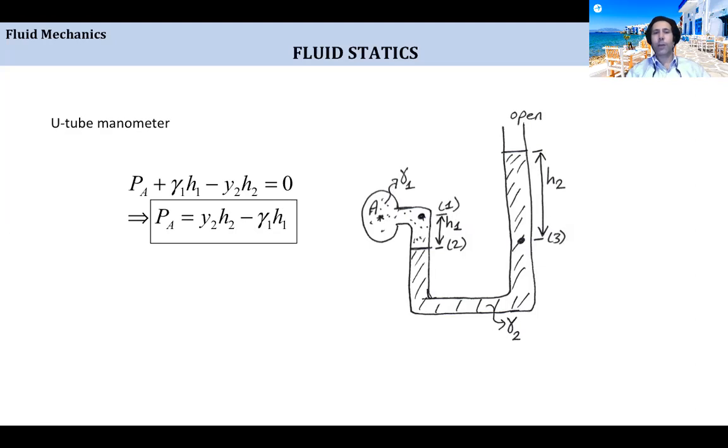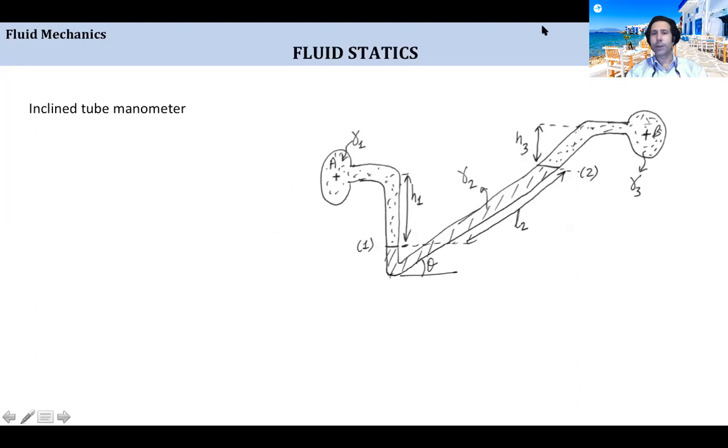Now, let's move to the third type of manometer, the inclined tube manometer. For the inclined tube manometer, we have two pipelines connected through this inclined tube. We have the fluid within container A with a specific weight of gamma one. We have the fluid within container B with a specific weight of gamma three. And we also have the manometer fluid, which has the specific weight of gamma two. Now, the angle of inclination for the inclined tube is theta. Let's say it makes angle theta with the horizontal. And you can read these lengths using a ruler, etc.